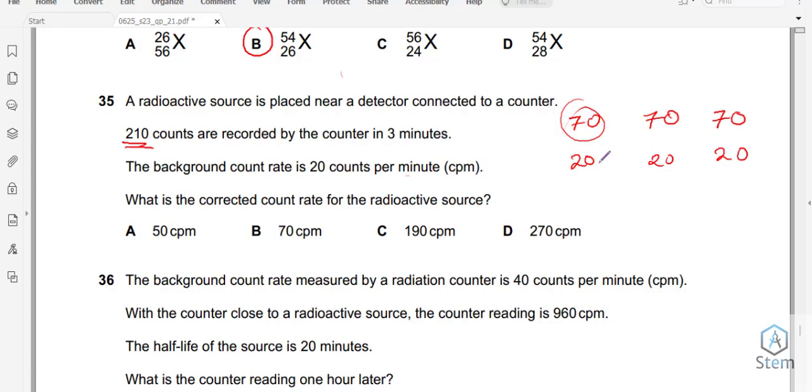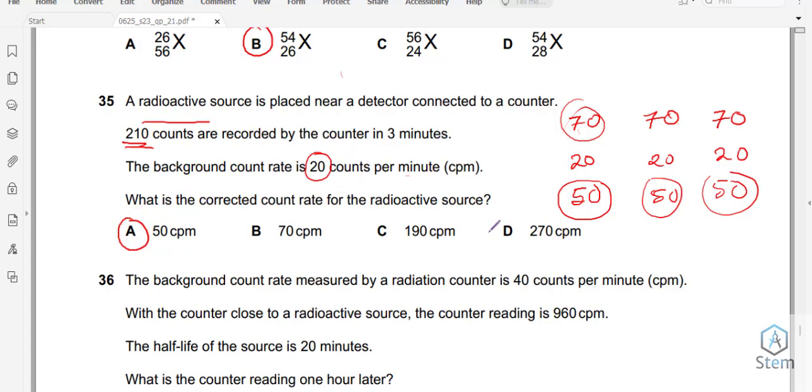Now, for every minute, it means 70 minus 20, the radioactive source was contributing 50. So for every minute, the radioactive source was producing 50 counts. And the extra 20 were coming from the background. Our answer for 35 is A.